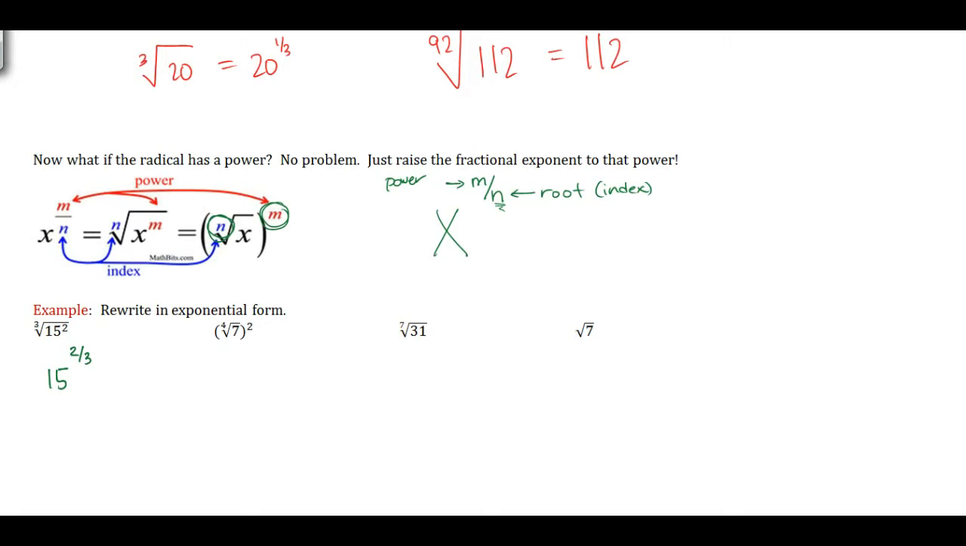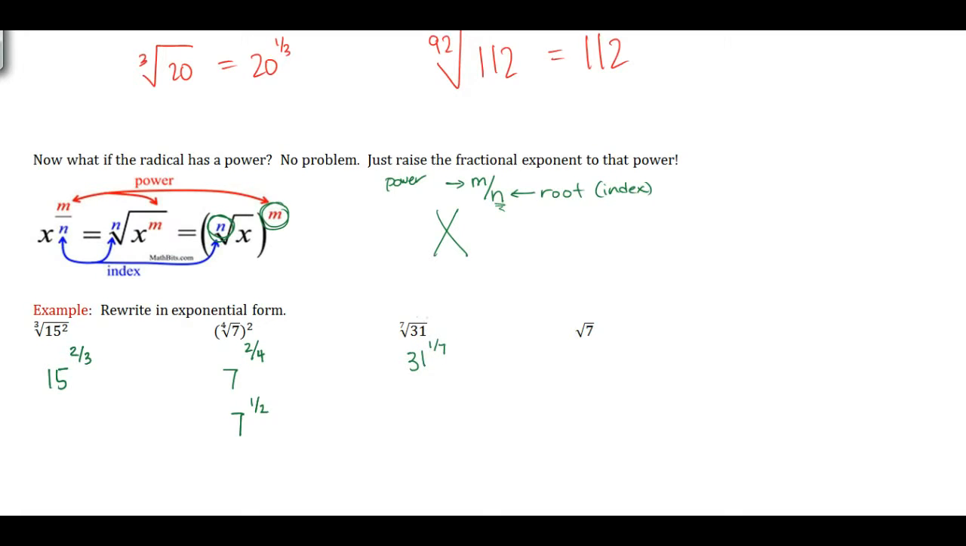You can go ahead of me if you want. Try the next one. I have the fourth root of 7 squared. So again, I'm just going to say, hey, that's 7 to the power is 2, the root is 4, so 7 to the 2/4. Well, we could reduce that and make it 7 to the half. Or 31 to the 1/7.